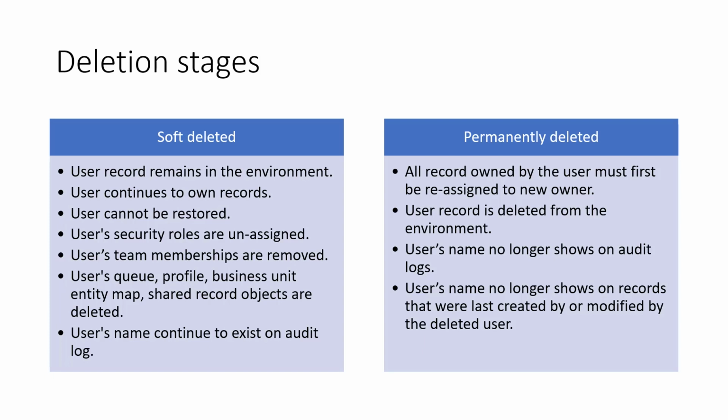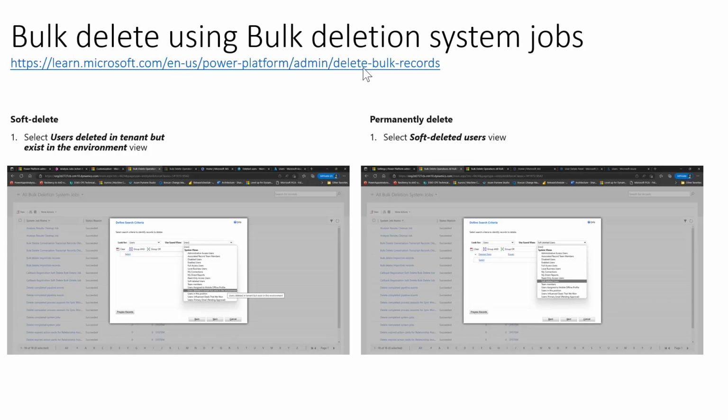The next stage is to permanently delete the soft deleted users. But first, you must reassign all the records owned by the soft deleted user. The name would no longer show on the audit records because the user record is being deleted. To bulk delete users in Dataverse, we will be using the bulk deletion system jobs. We will create two jobs to map to the user deletion stages.